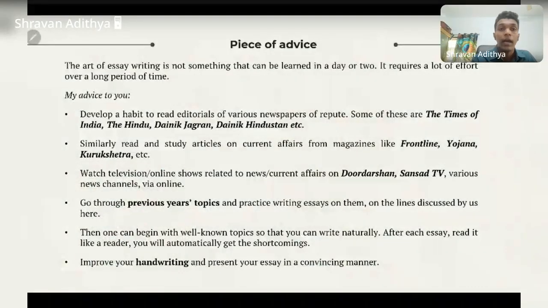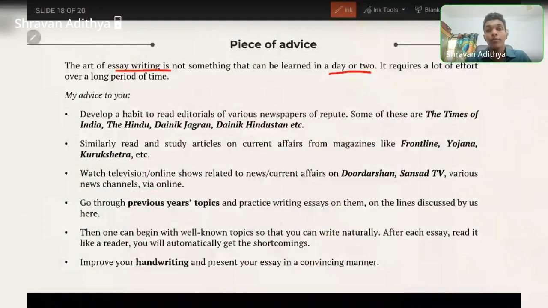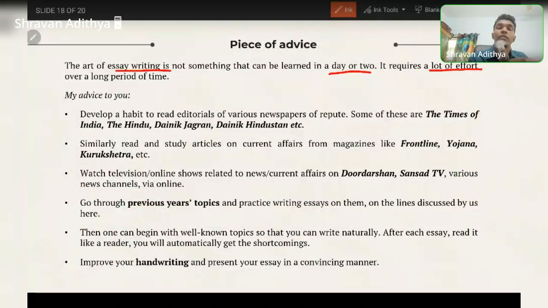The art of essay writing is not something that can be learned in a day or two. You have to practice a lot. If you want to become a dancer, you have to practice dancing. Or if you want to become a swimmer, you have to practice swimming. So if you want to become good at writing, you have to write. That is the only way. There is no shortcut here. If you want to master answer writing or essay writing, it requires a lot of effort over a long period of time.